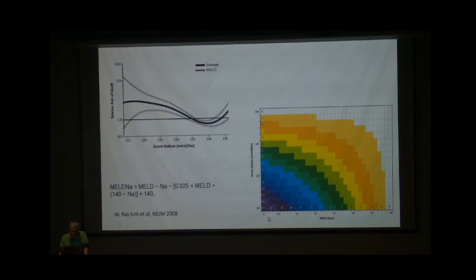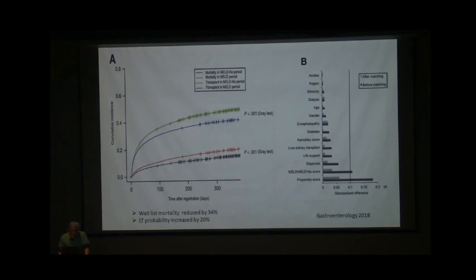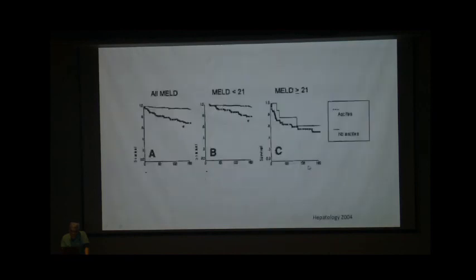And this MELD sodium has significant contribution up to MELD 38, and especially in the low MELD patients with severe hyponatremia, they get an additional 13 points increase in the mortality risk. So after use of the MELD sodium allocation policy in the US, there was a significant decrease in the waiting list mortality, which was reduced by 34%, and the transplant probability increased by 20%, even after matching all the factors like ascites, region, dialysis, age, and also factors like MELD, and propensity score matching was performed.